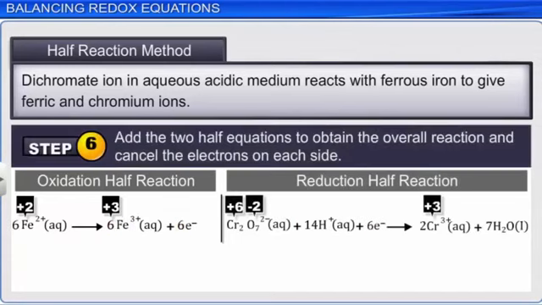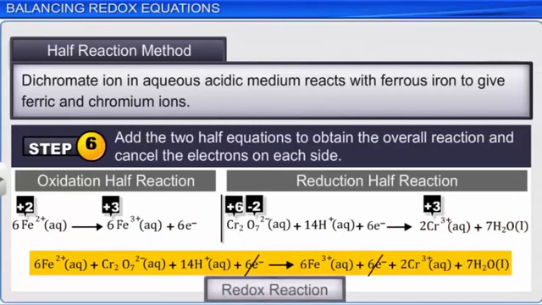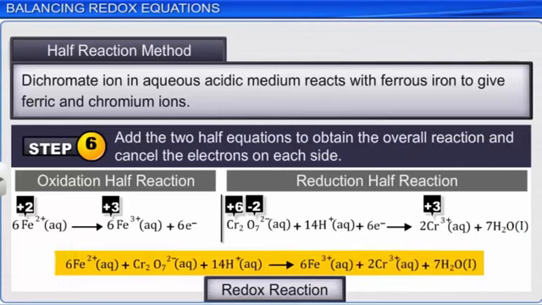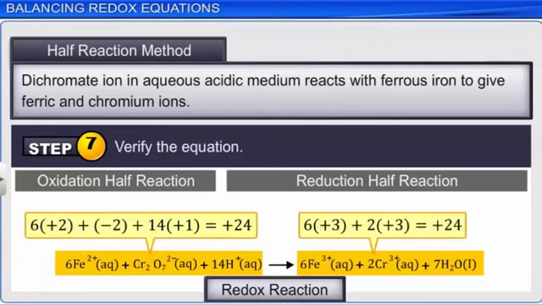In the sixth step, add the 2 half equations to obtain the overall reaction and cancel the electrons on each side. Thus, we obtain the net ionic equation as shown. Finally, verify the equation by ascertaining that the same type and same number of atoms and charges exist on both sides of the equation. Since the charges on both sides are equal, this is a balanced redox equation.